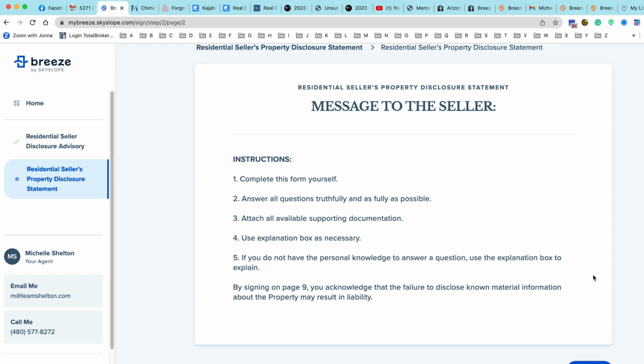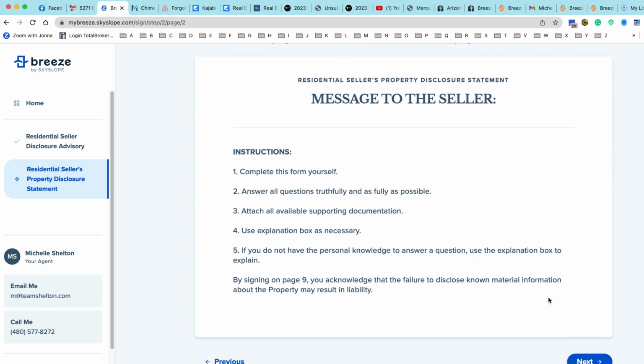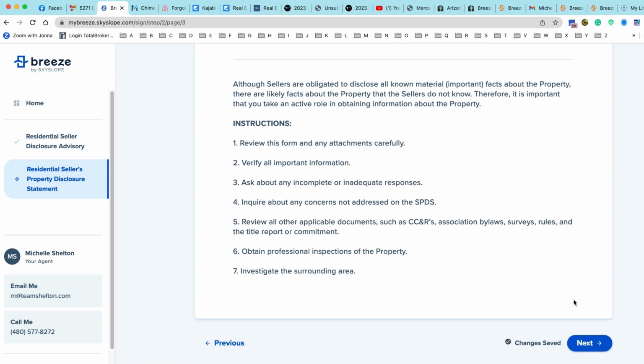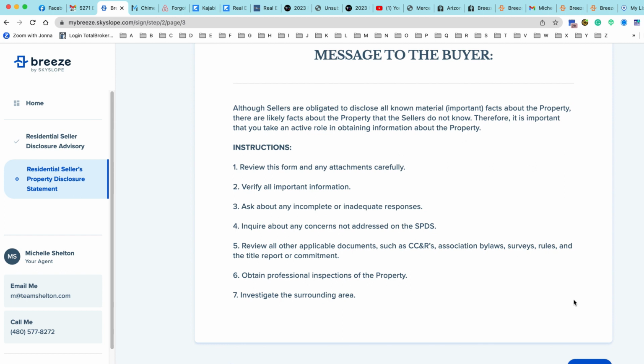Complete the form yourself, answer all questions truthfully as fully as possible, attach all available supporting documentation, use the explanation box as necessary. If you do not have the personal knowledge to answer a question, use the explanation box to explain. By signing on page 9, you acknowledge that the failure to disclose known material information about the property may result in liability. So we're always wanting to protect our clients from liability.